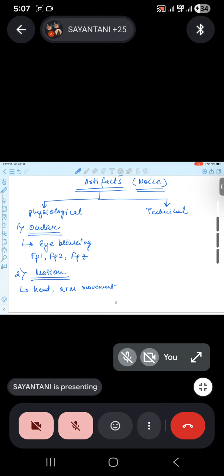Now coming to your technical artifacts. So for technical artifacts, you can have instability in your electrode placement.